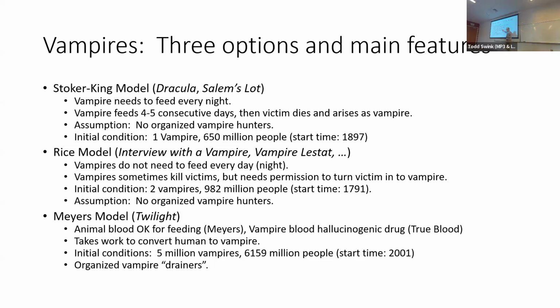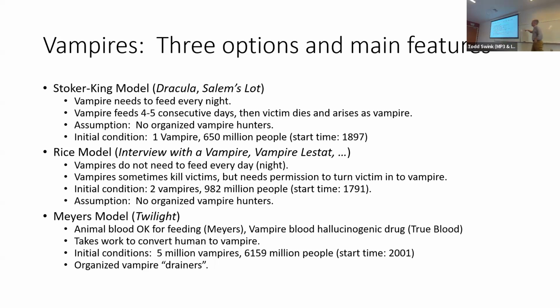The second one is the Anne Rice model. This is the series of Interview with the Vampire, The Vampire Lestat, and Queen of the Damned. Here vampires don't need to feed every day or night. They sometimes kill the victims, but even the ones they kill don't always turn into vampires. It's a process: they take all the blood out of them, and then have to bite them and drink. It's not an easy thing. They started with 2 vampires and 982 million people, and again, no organized vampire hunters. There are vampire hunters in Dracula, but it's just Van Helsing, one person chasing, so on a global scale that wasn't significant.